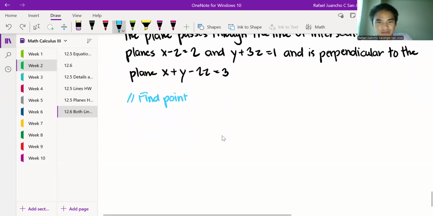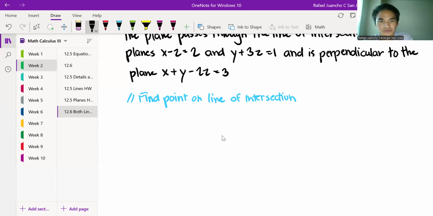So we want to find a point on the line of intersection. And so I can say z is 0, just to make my life easy. Then what can my x be? Then in one of the planes, x minus 0 is 2. So that means x is 2.